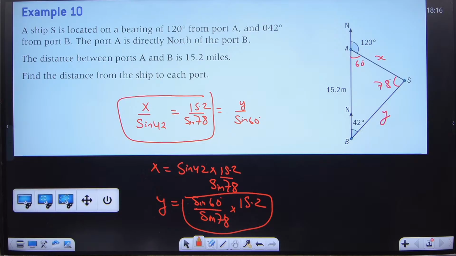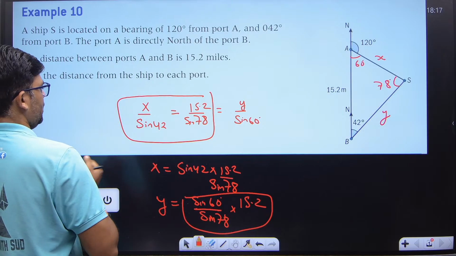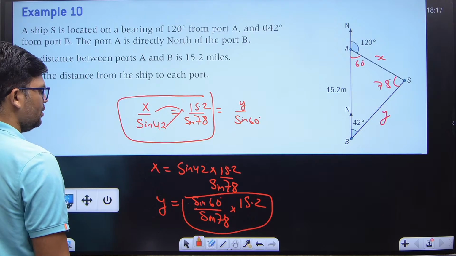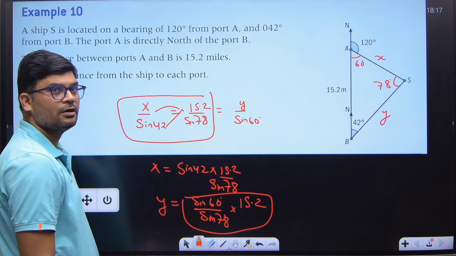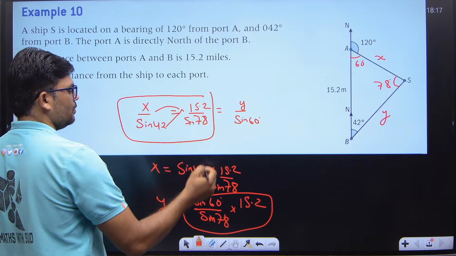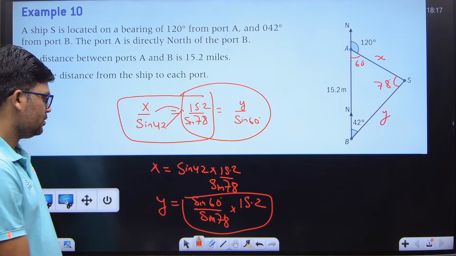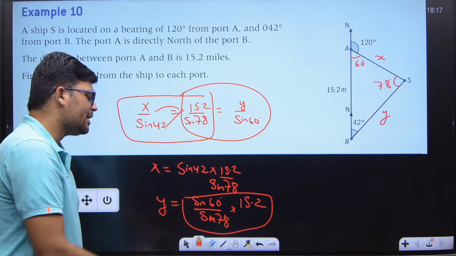How did you get what x is equal to and y is equal to? Can you explain? It is just a cross multiplication, dear. If I solve these two parts, sine 42 will go up. So x will be equal to sine 42 into 15.2 upon sine 78. And for the second equation, to find y, we will take sine 60 here.